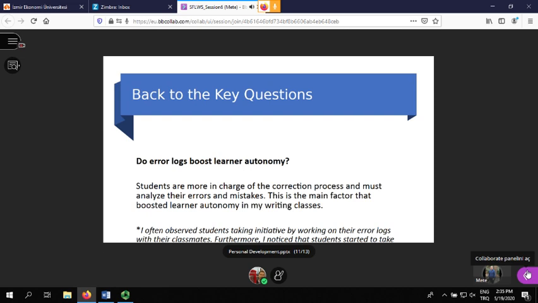Like I said, once we got the ball rolling a little bit in week 2, they started to do that by themselves. And instead of just coming to me, asking, is this correct? They were looking back at the previous assignments or asking classmates. So I really like that factor.